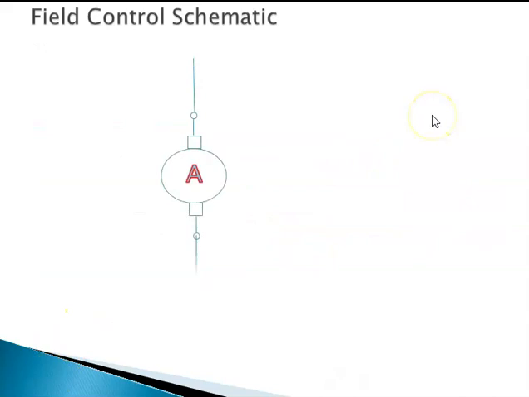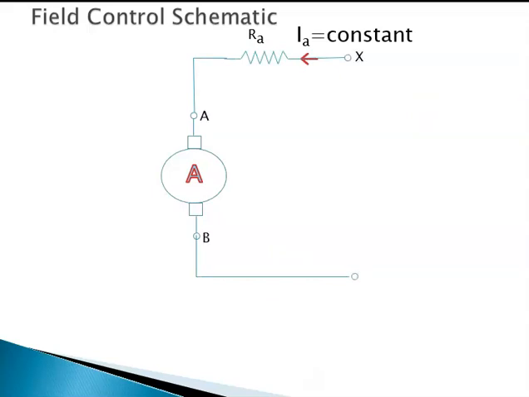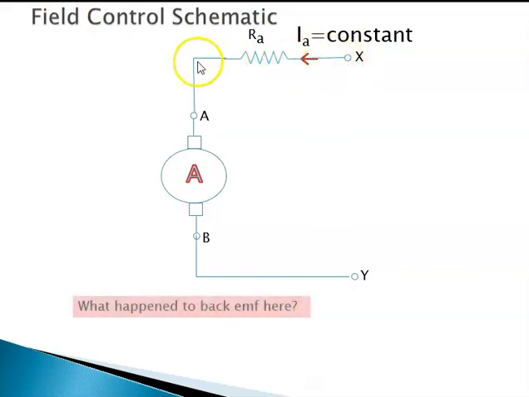Very similar to the way in which we drew the schematic for the armature controlled DC motor, we can draw a schematic for the field controlled DC motor. This shows the armature, this shows the resistance in the armature, and because it is field control, we keep the armature current constant, and we show A and B as the terminals of the armature circuit.